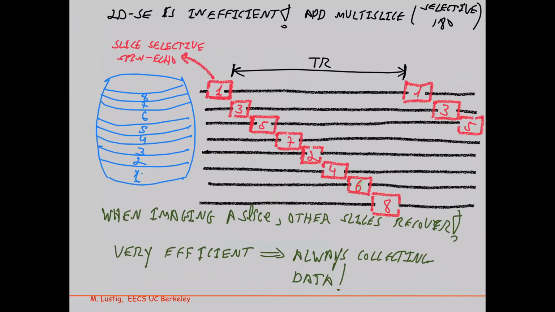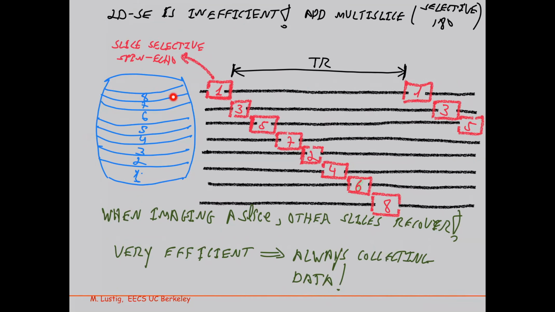Okay, so here's a 2D spin echo that was inefficient, but we add what's called a multi-slice using the selective 180. Using this approach, we can basically have no time trade-off, but then read all the time and have many, many slices acquired with the same scan time. Okay. So this is how it goes.